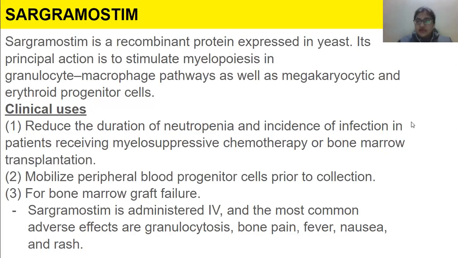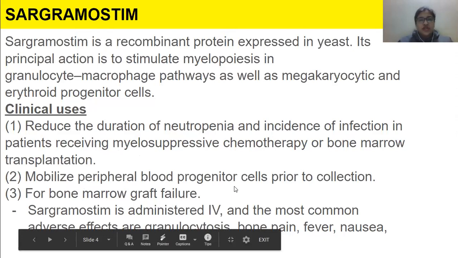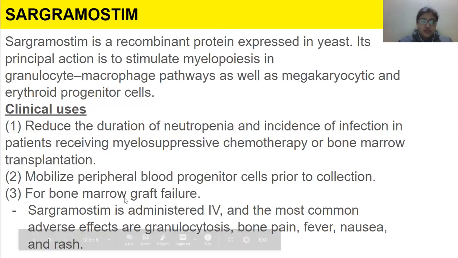So now let's read it again. I hope after reading this again, you will understand it better. So it reduces the duration of neutropenia. If I take this drug, and incidence of infection in patients receiving chemotherapy or bone marrow transplantation. Okay. So it mobilizes peripheral blood progenitor cells prior to collection. And then for bone marrow graft failure, we use this medicine.